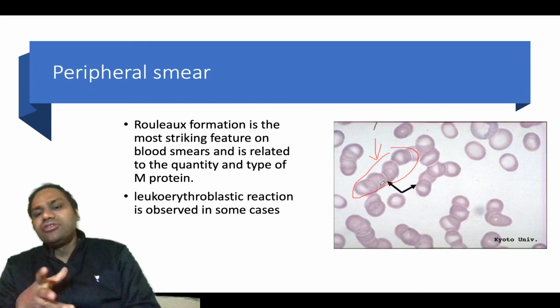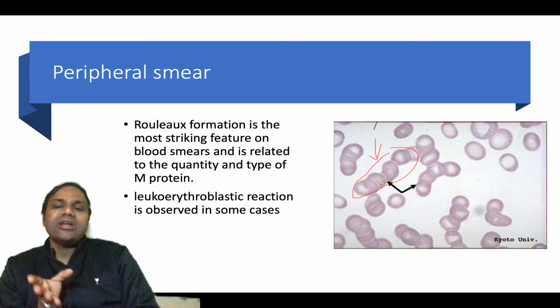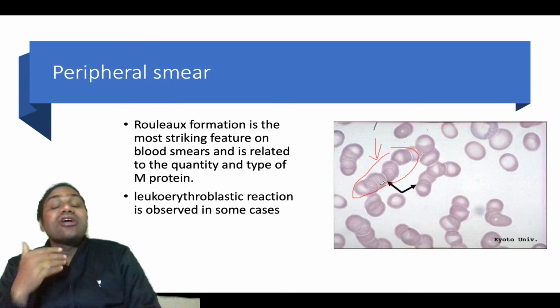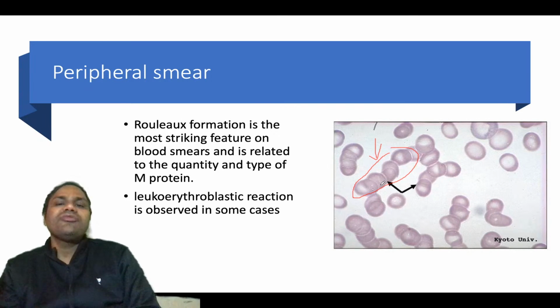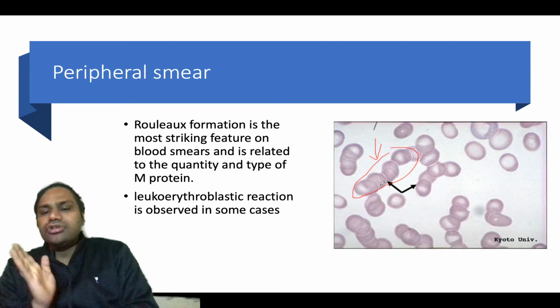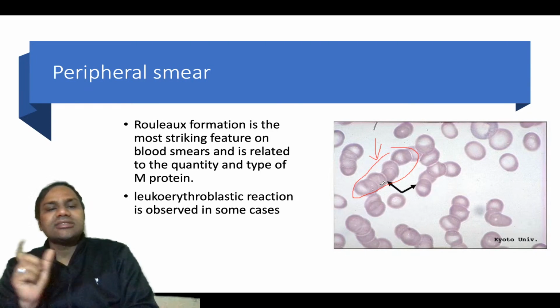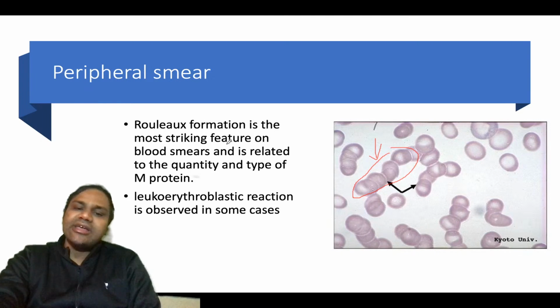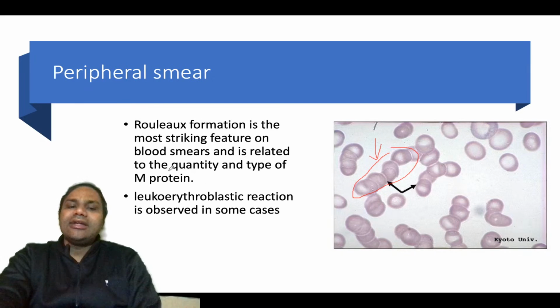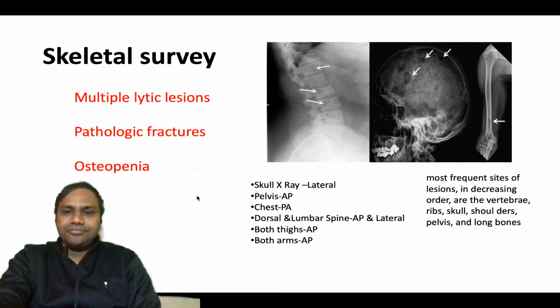Another similar finding is agglutination. If there is agglutination, it gives an idea that there can be some problem related to hemolytic anemia. So you need to differentiate. If there is Rouleaux, then you go towards multiple myeloma. Rouleaux formation is the most striking feature of the blood smear, and it is related to the quantity and type of M protein. You can also see a leukoerythroblastic reaction in the peripheral smear.